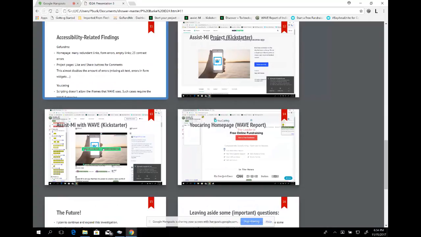Youcaring, a sort of interesting mixture of stuff. There's one problem fighting against the Wave tool. The Wave web interface uses iframes to display pages, and Youcaring has scripts that do not like that, so you can't use the Wave web tool for that. You need the Chrome extension. So I did that. However, the homepage has exactly one Wave error, and that one is a little spacer with no alt text. It's the smallest, silliest little accessibility error you could find. They're so close, but still an error. But it's only one error, so that was the best of the other sites.